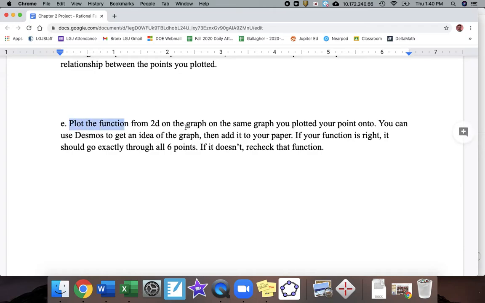Lastly, you're going to plot that function on the same graph you plotted your points onto. You can use Desmos to get an idea of the graph and then transfer it over onto your sheet of paper, or you can do the whole thing on Desmos. If you're right, that graph is going to go straight through all 6 of those points. If it doesn't go through those 6 points, recheck the function.